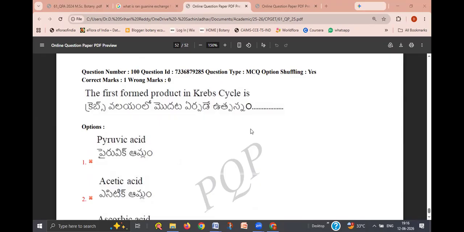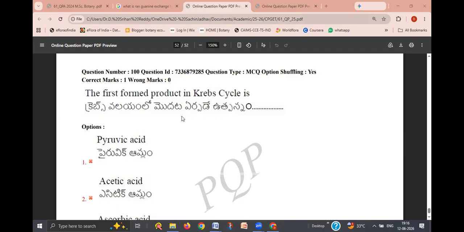And the first product in the C4 cycle is OAA, oxaloacetic acid. It is a C4 compound, so it was named the C4 cycle. Now the question about the Krebs cycle: why is it called the Krebs cycle? Because it was first described by Sir Hans Krebs, so it is named after him as the Krebs cycle.